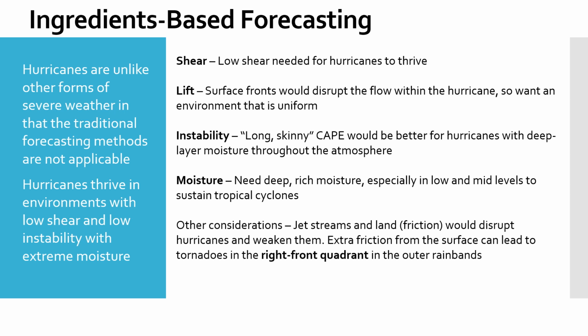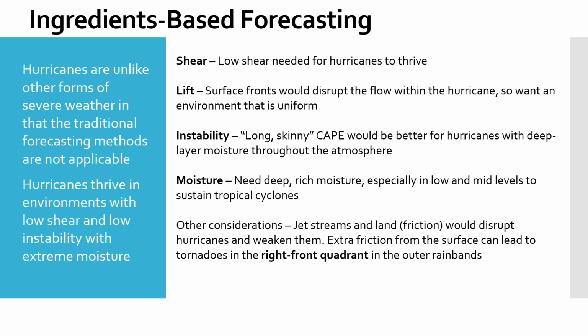Some other considerations would be that jet streams or jet streaks are damaging to hurricanes because of the large wind shear values, and also land, which induces friction near the surface, would tend to disrupt the flow around hurricanes and would be detrimental to them.